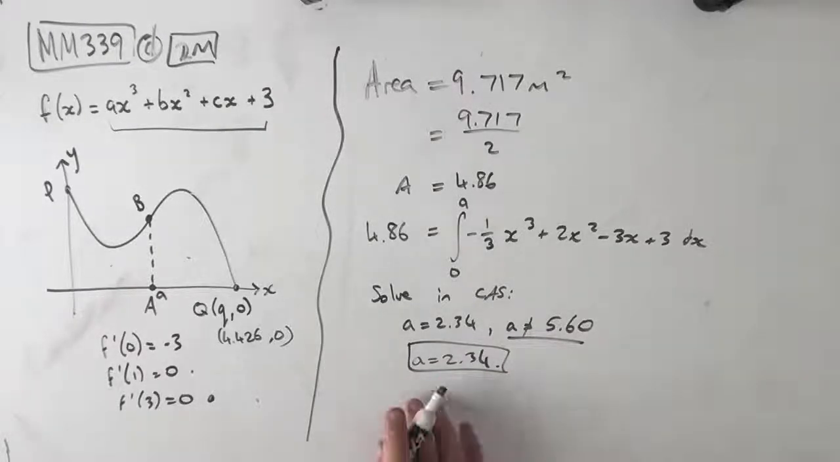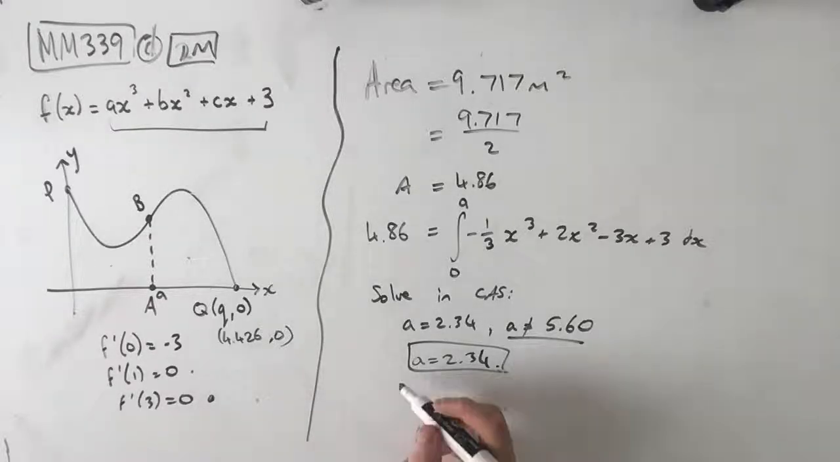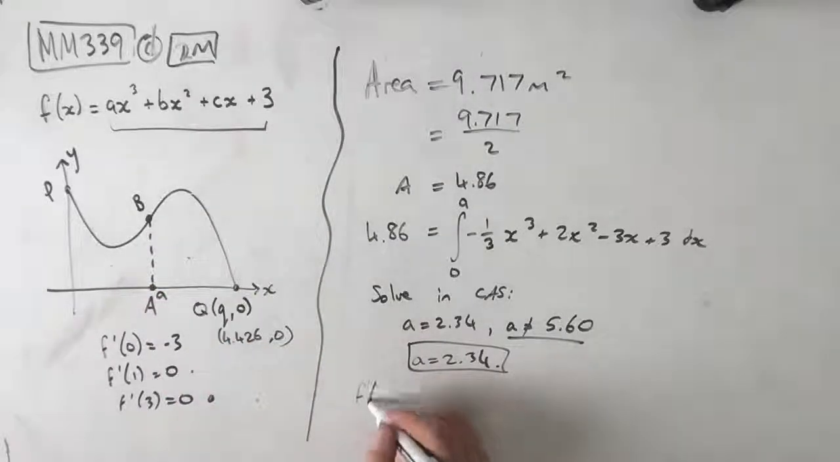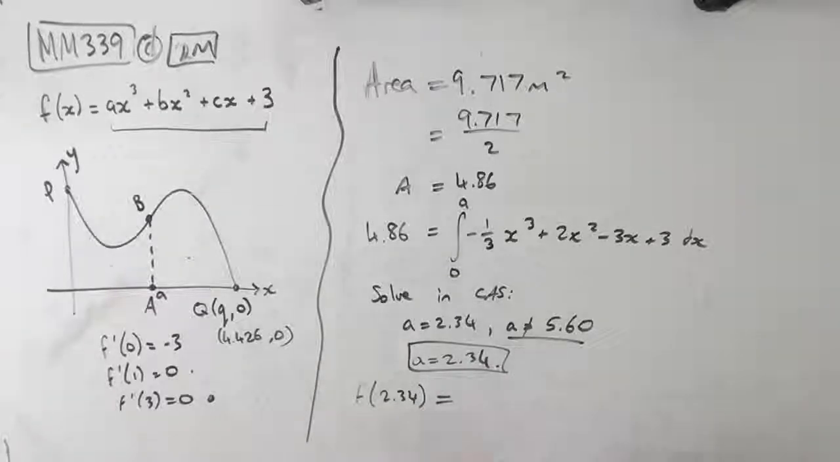So then from here, we actually need to state the length of fence that is required to make this happen. In order to find the length of fence, it's going to simply be our y value. So that's going to be f of 2.34, which is equal to 2.66.